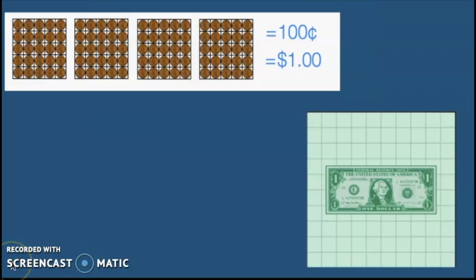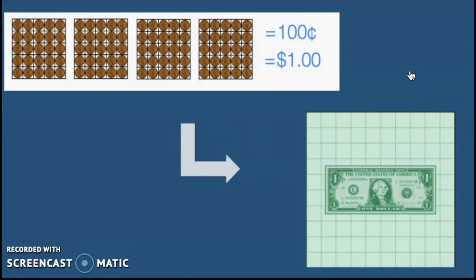To review one more time, 100 pennies equals 100 cents or $1. The same thing goes the other way. $1 is the same thing as 100 cents or 100 pennies.